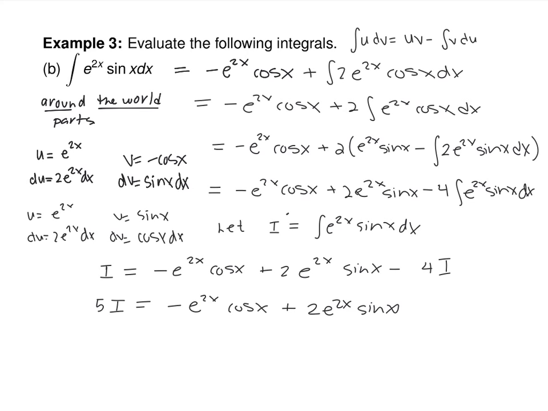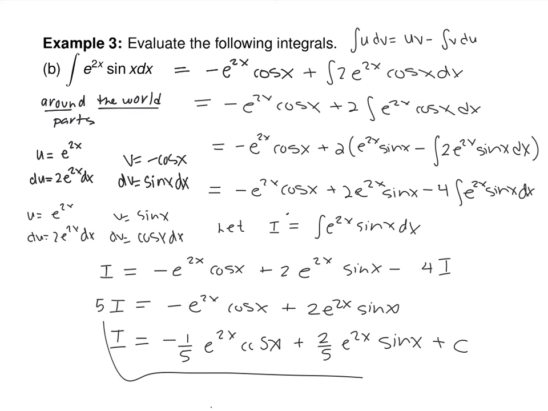And then I can divide by 5 to find what the value of the actual integral is. So it'd be negative 1/5 e to the 2x cosine of x plus 2/5 e to the 2x sine x, and then don't forget that plus c.